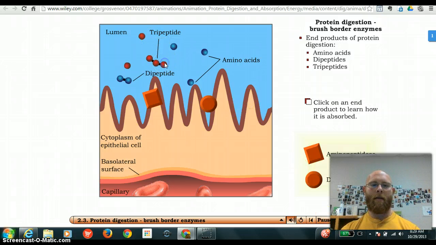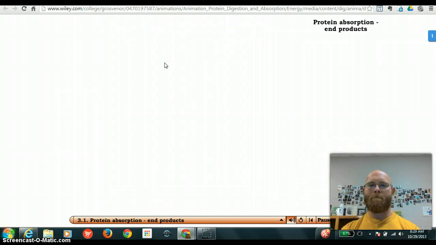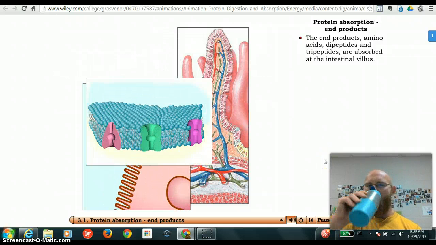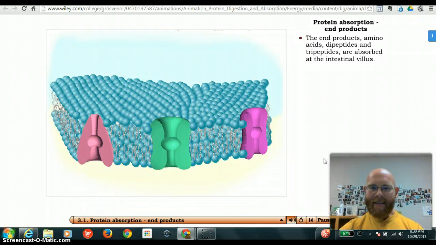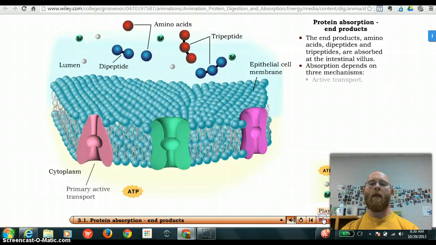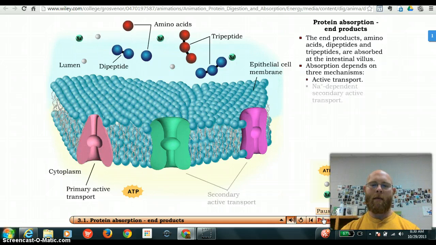Click on our product. The end products of protein digestion, amino acids, dipeptides, and tripeptides, are absorbed by the villi of the small intestine. Proteins are absorbed into the bloodstream via 3 mechanisms. We're getting ready to get into the 3 types of cell transport. I'm going to lump them all together in the same category based off how they get across, but just pay attention to this: active transport, and both sodium-dependent and hydrogen-dependent secondary active transport.